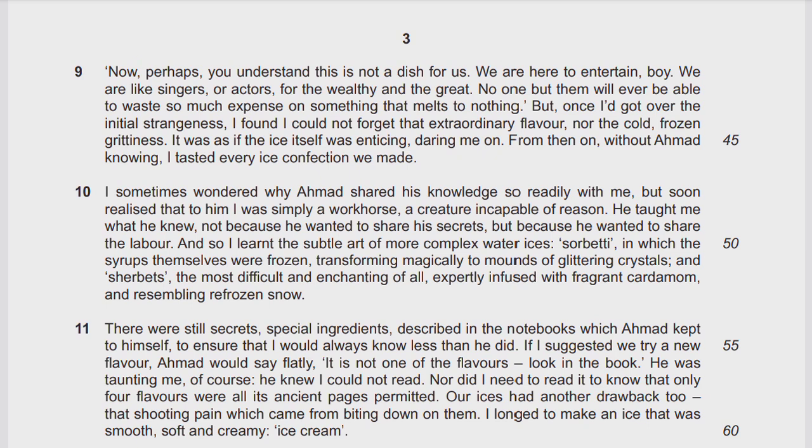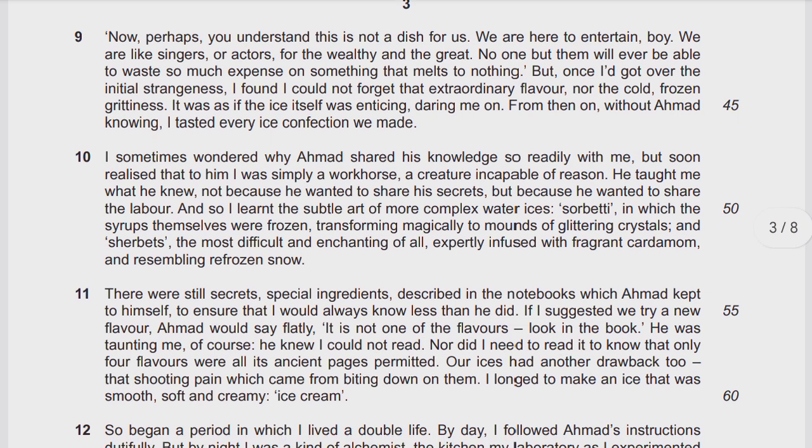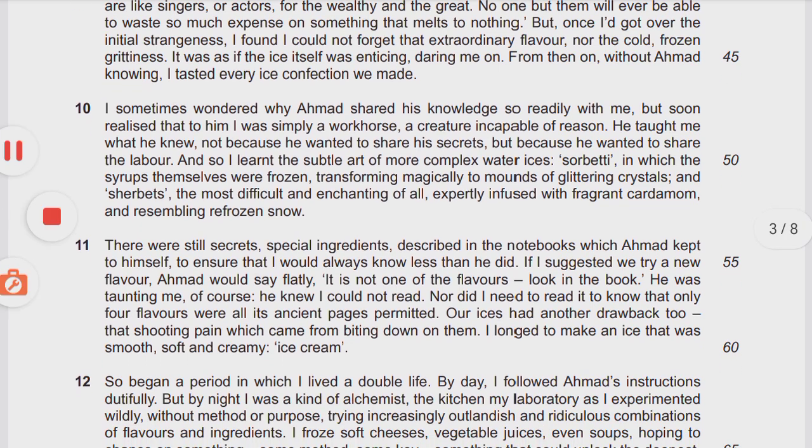But once I had got over the initial strangeness, I found I could not forget that extraordinary flavor, nor the cold, frozen grittiness. It was as if the ice itself was enticing, daring me on. From then on, without Ahmed knowing, I tasted every ice confection we made.